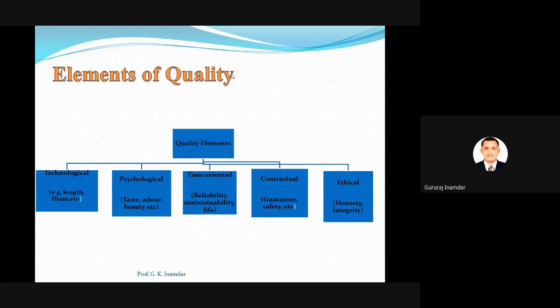Now elements of quality. Okay, there are 5 elements of quality: technological elements, psychological element, time oriented, contractual and ethical. So what is the first element? Technological. So while giving the very well quality to that customer, you have to consider the technological factors or technological elements of that product also. Okay, whatever the dimensions of that product.